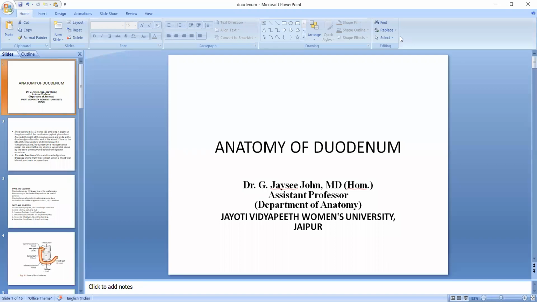We are discussing the anatomy of the duodenum. Some parts of the anatomy of the duodenum we have covered, and today we will cover the rest of the anatomy of the duodenum.